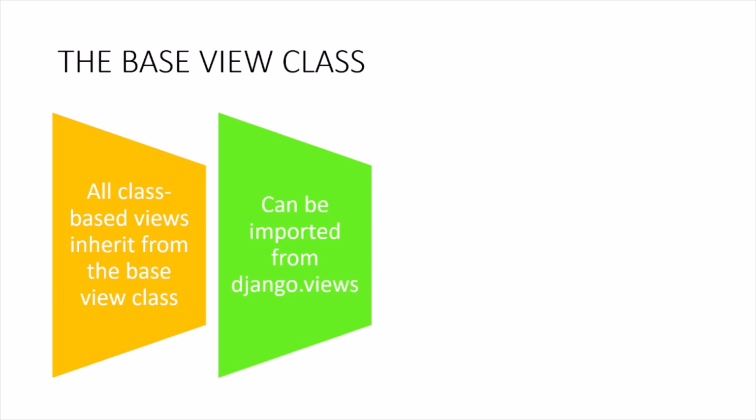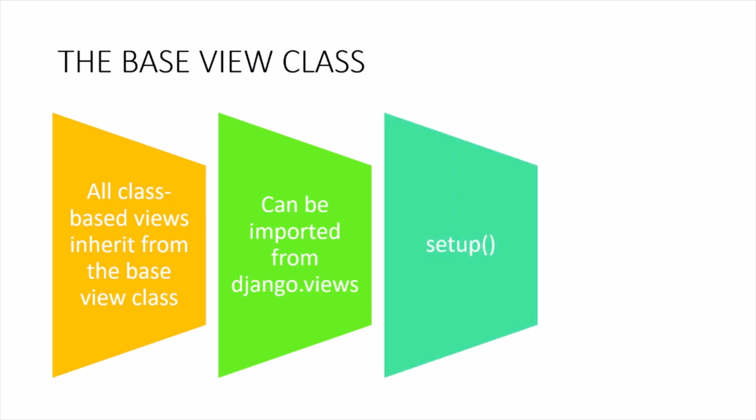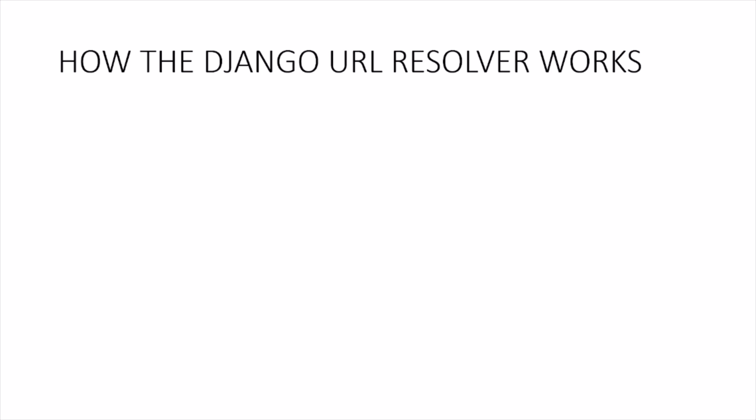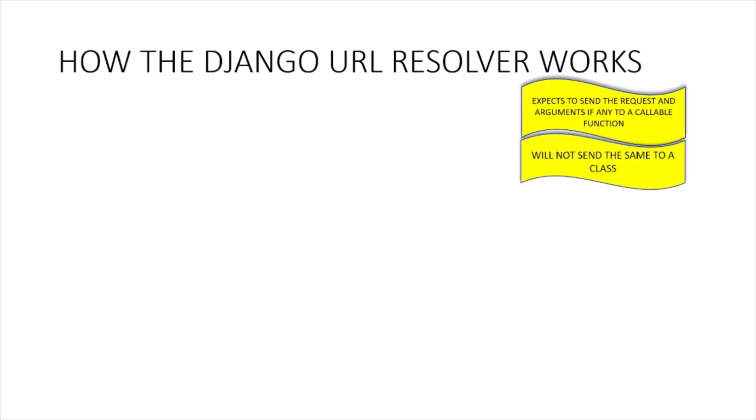This base View class has two important methods, the setup method and the dispatch method. And now we'll see the role that these two play along with the as_view method when we discuss how the Django URL resolver works. It's important to remember that the Django URL resolver will only send the request and arguments to a callable function. It's not ever going to send the request and keyword arguments to a class. How then are class-based views managed if a function is required? And that's where the as_view method comes into play.